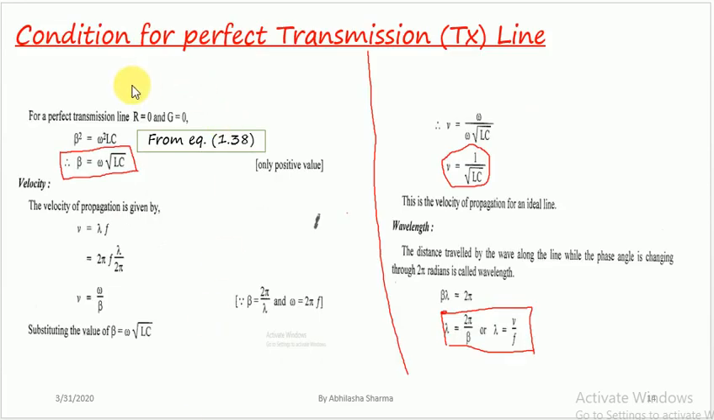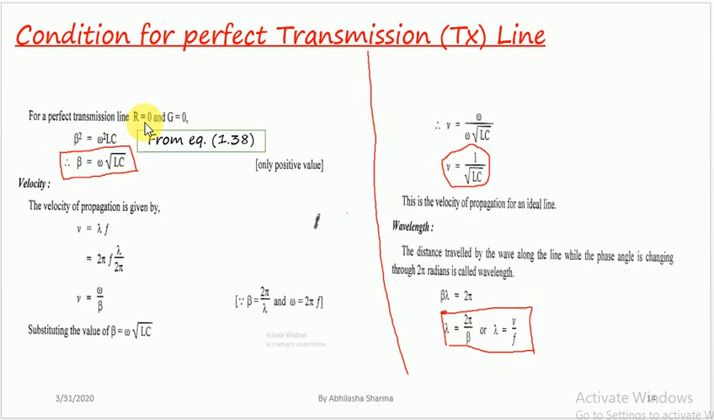Now the next calculation is for the perfect transmission line. Remember one thing, the perfect transmission line and the distortion-less line are totally different. We will discuss in my next lecture what the condition for the distortion-less line is. So here you have to remember there is a difference between the perfect transmission line and the distortion-less line. Perfect transmission line means the ideal transmission line. So what are the conditions for the ideal transmission line or the perfect transmission line?